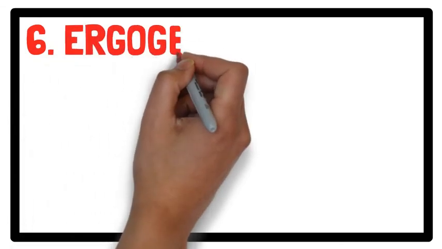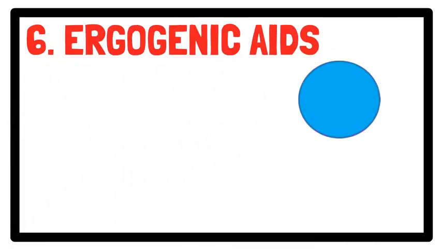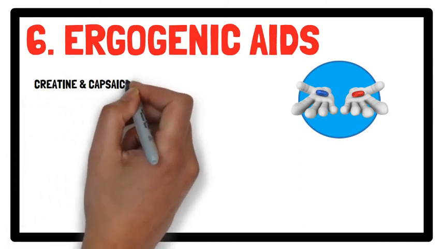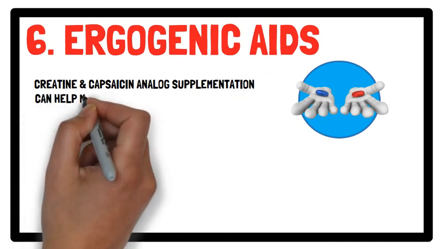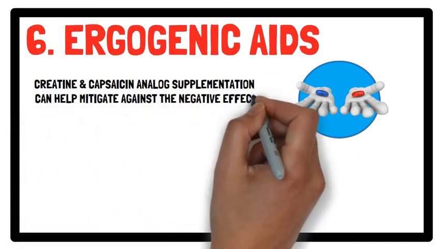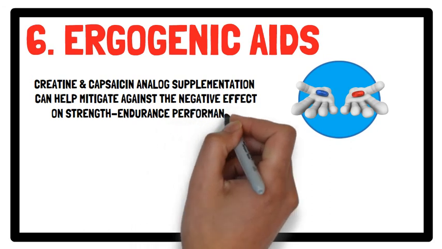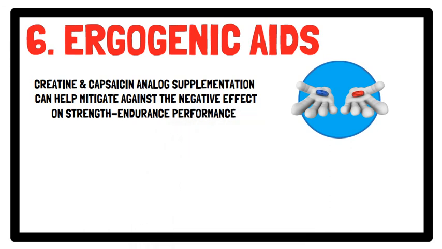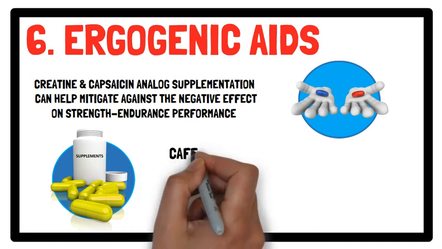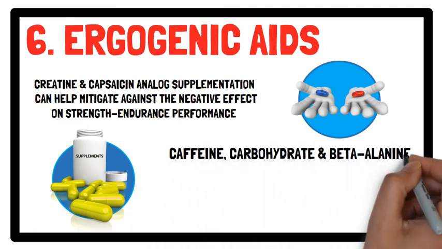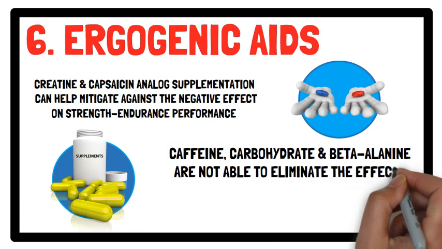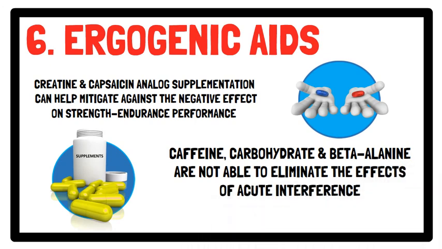Moving on to the 6th and final consideration, ergogenic aids. To minimize the acute interference effects, different ergogenic aids have been investigated with varying outcomes. Creatine and capsaicin analog supplementation can be used to help mitigate against the negative effect on strength endurance performance when aerobic exercise has been performed beforehand. Whereas caffeine, carbohydrate and beta-alanine are not able to eliminate or attenuate the effects of acute interference.